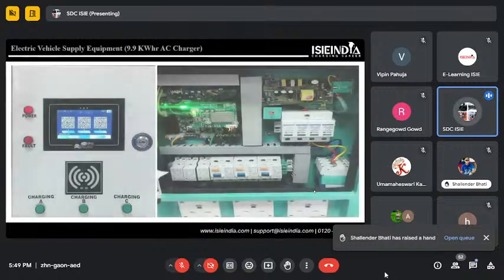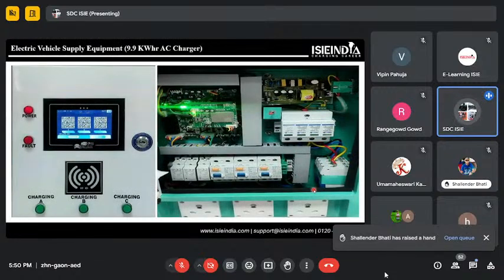So let's talk about the internal architecture of the equipment. We talked about EV supply equipment of 9.9 kilowatt. You can see a touch screen panel and scanners integrated with the IoT server app. Along with that, manual OTP and RFID access were there. And what was the internal architecture?